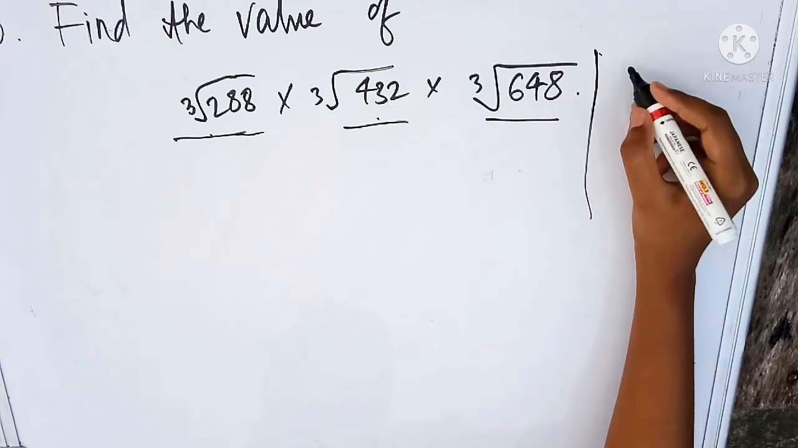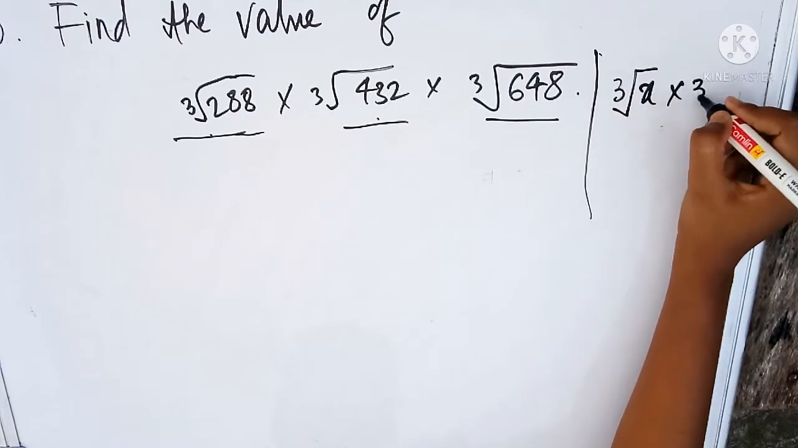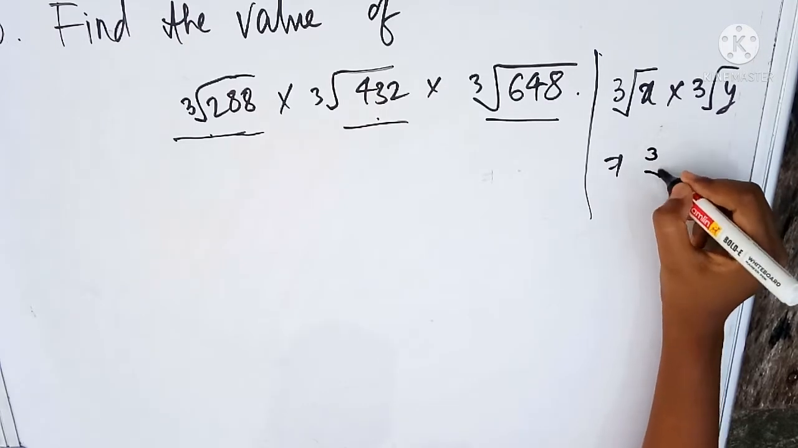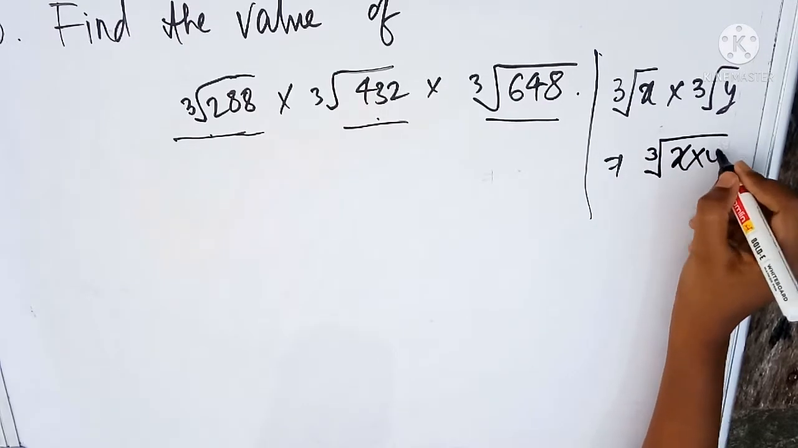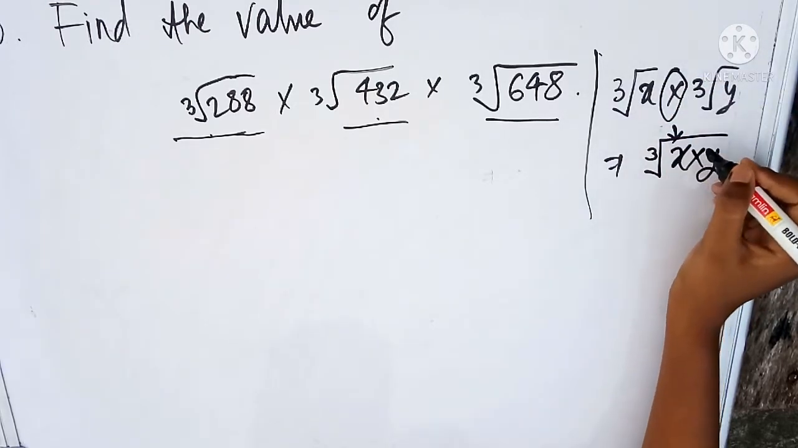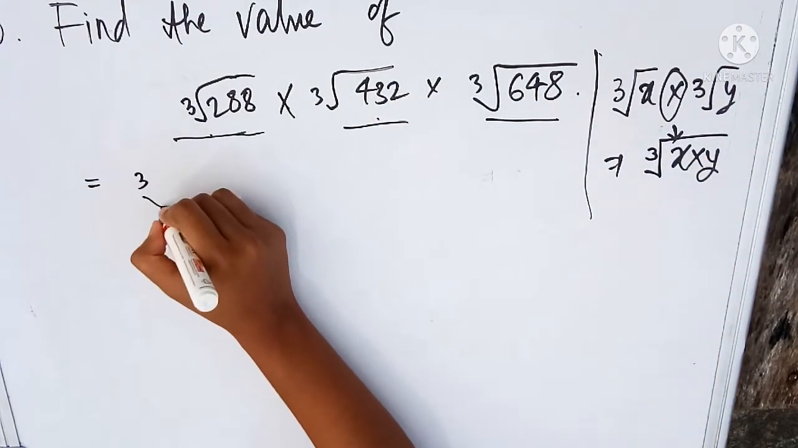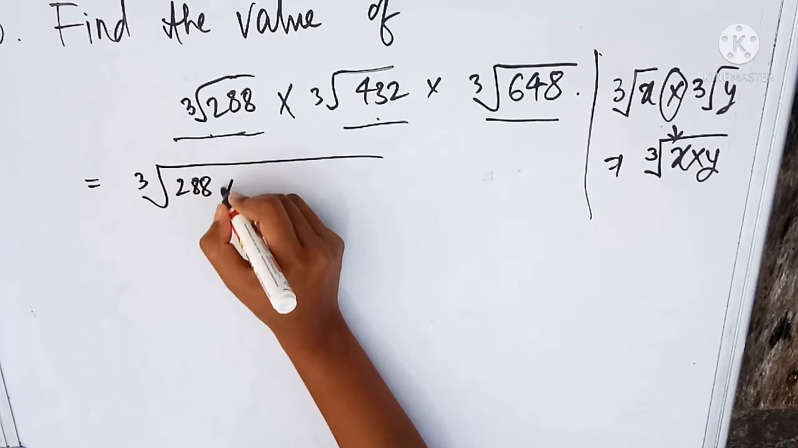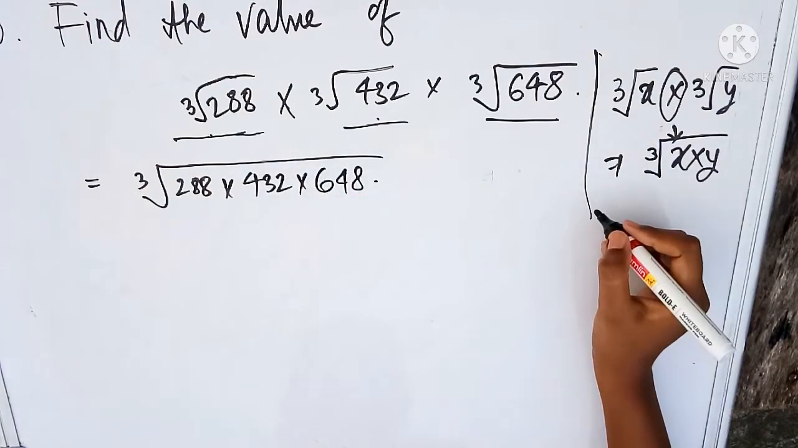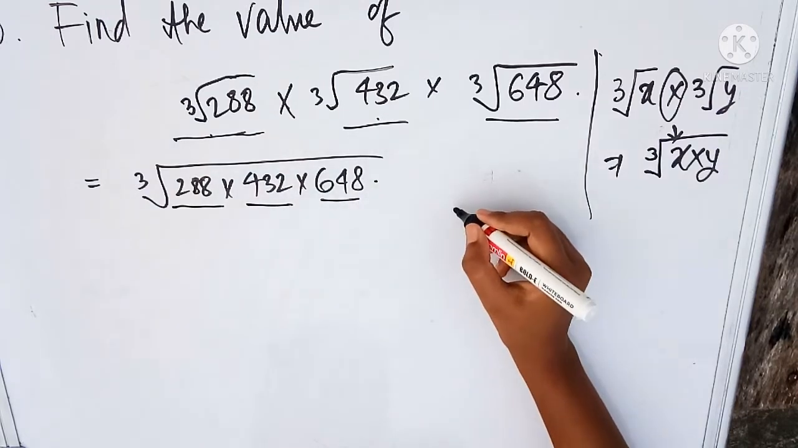The property of cube root of multiplication says that suppose we have the cube root of x multiplied by cube root of y, so we can write it by combining the variables like this, the cube root of x multiplied by y. Now this rule is only applicable if you have multiplication. So here also we have multiplication, and we can write this as cube root of 288 multiplied by 432 multiplied by 648 to get the perfect cube. Now you can find all the factorizations of all these numbers separately.